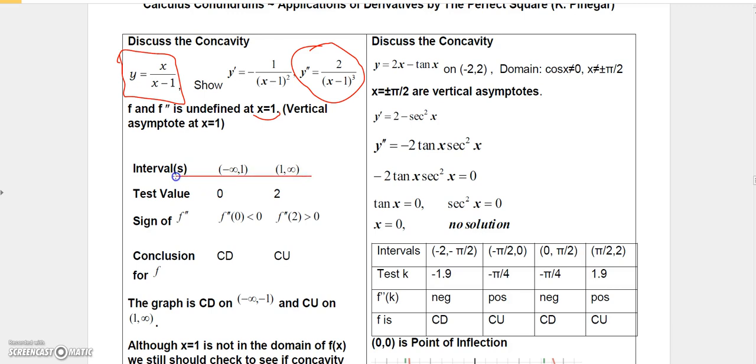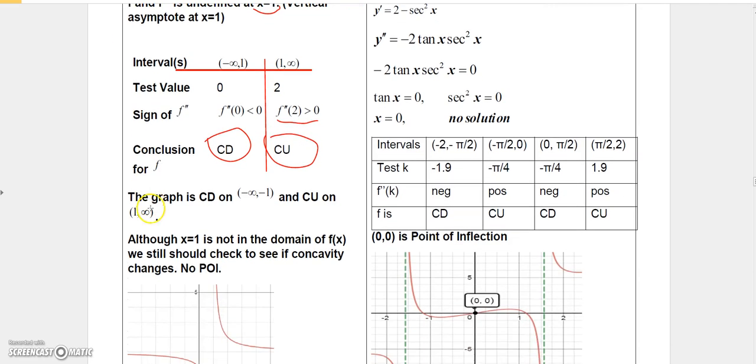The concavity could change across that vertical asymptote. So let's go ahead and check the concavity on each side of that vertical asymptote. So this vertical line represents x equal 1. Now if you pick a number to the left of 1, like 0, and plug it into this, you'll get a negative number. And then if you pick a number greater than 1, like positive 2, and plug it into this, you get 2 over 1 cubed, which is a positive number. So the graph is concave down to the left and concave up to the right of 1. So that's the intervals where it's concave down and concave up.